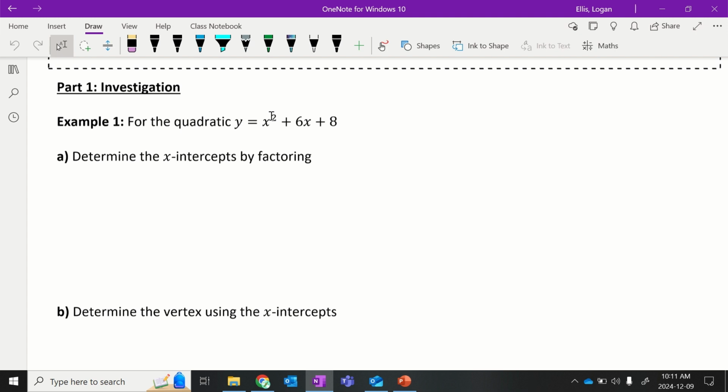If you were to factor this, remember, you're looking at two numbers that multiply to 8 and add to 6. Any thoughts on those two numbers? As a little recap. 2 and 4, absolutely. So this would just be, right, two numbers that multiply to 8 and add to 6 is 2 and 4.